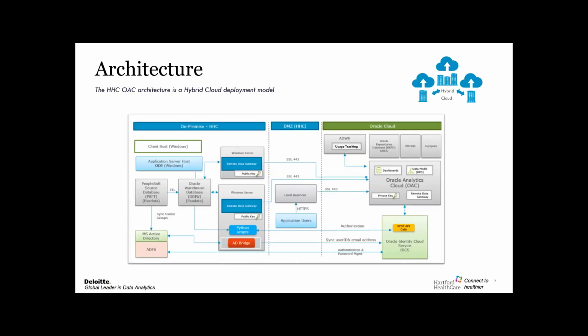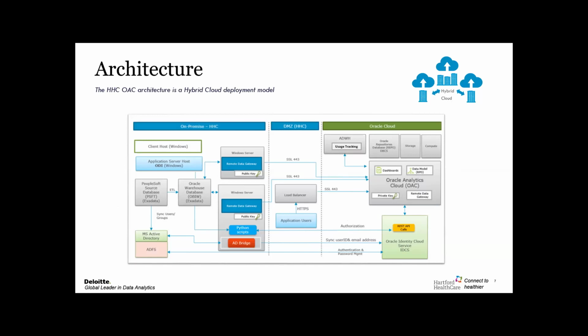So quickly touch upon the architecture. Ours is a hybrid cloud architecture. Meaning the left part of the diagram is on-prem, mainly the PeopleSoft source databases where we connect and pull our information from. It is one of our sources. We have many sources, but PeopleSoft is the main source.